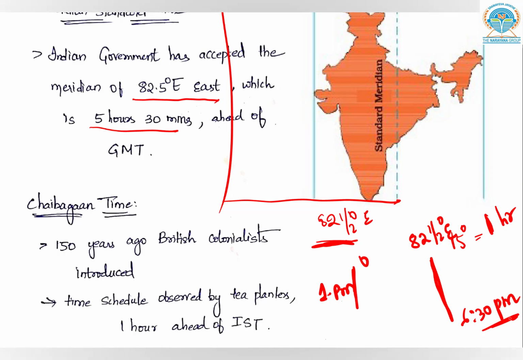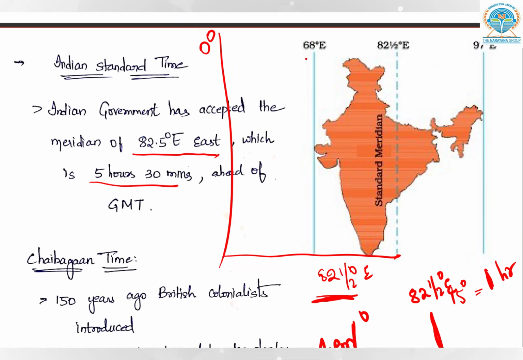And we know as we go east, we have to gain time. We will be adding time, right? So it is 6:30 p.m. In reality, if you calculate time for the 68 degrees, you will get something, and at 97 degrees, you will get another time. The difference is almost 2 hours. But we have decided we will take only a single time from the central meridian, and that is this IST.